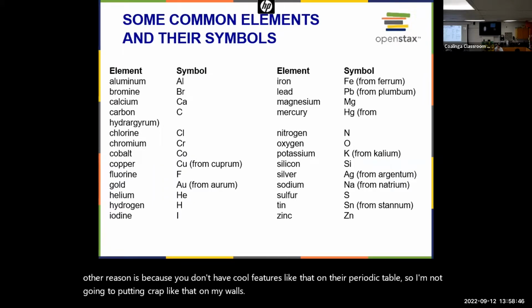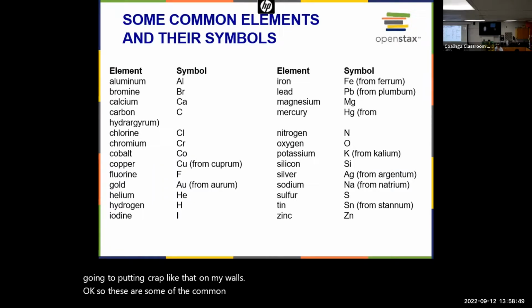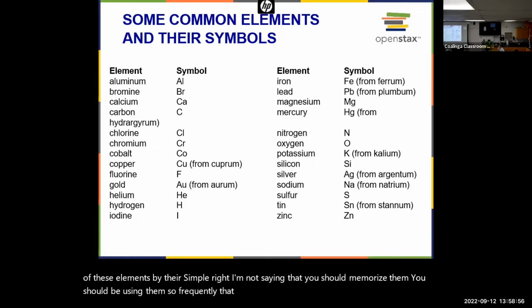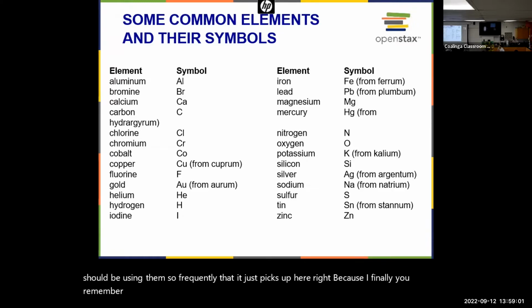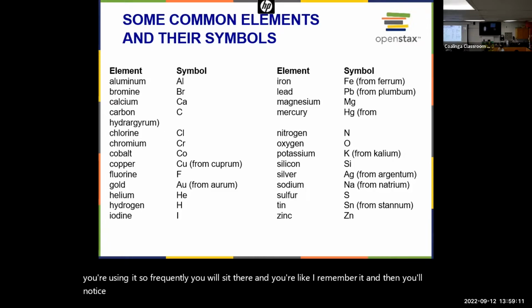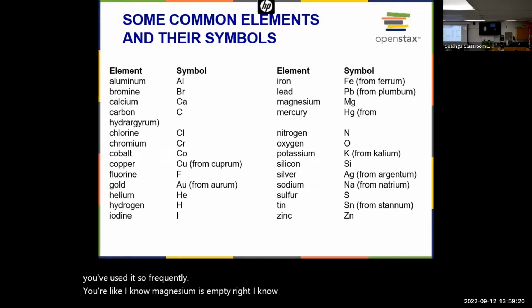Okay, so these are some of the common elements. By the end of the semester, you should know all of these elements by their symbol, right? I'm not saying that you should memorize them. You should be using them so frequently that it just sticks up here, right? Once you start using it so frequently, you will remember it, and you'll notice that 5 years down the line, 10 years down the line, you'll still remember it. I know magnesium is Mg, right? I know manganese is Mn, right?